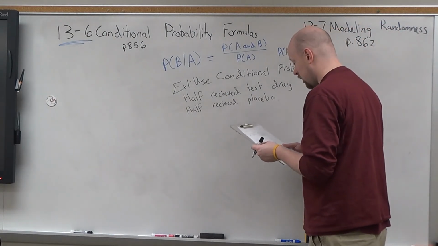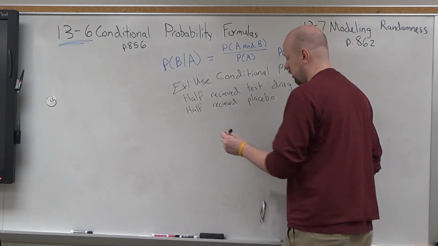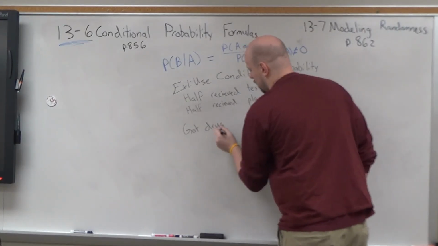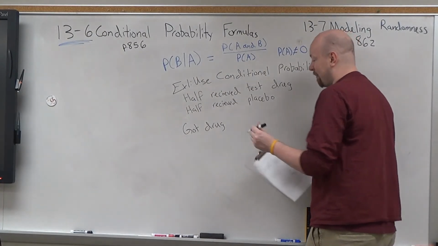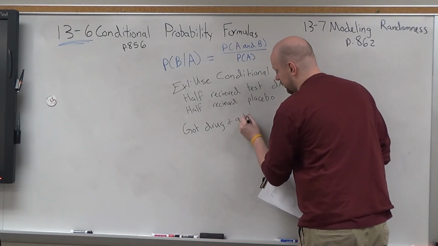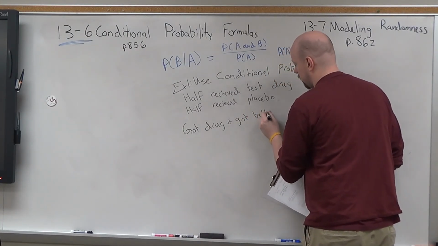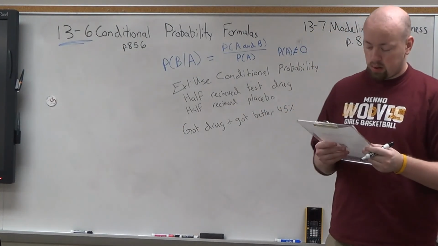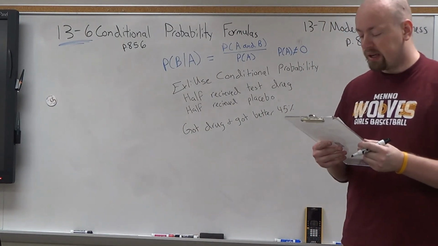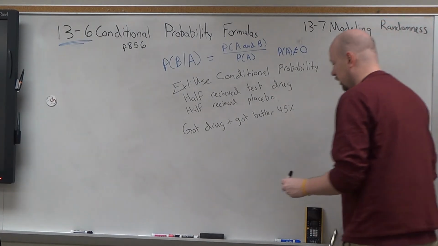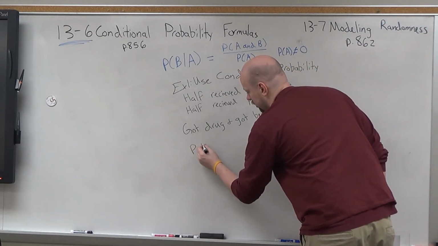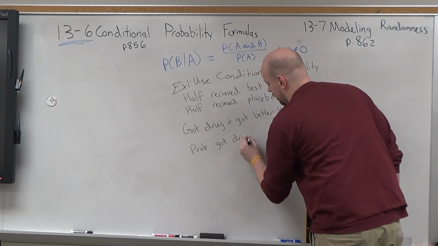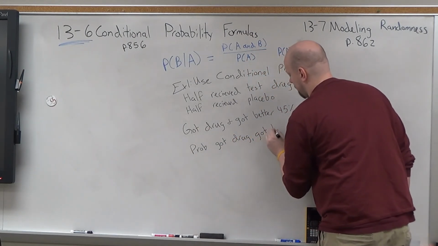Okay. The probability of someone who received the drug and got better was 45%. Okay. What is the probability someone got better when they received the drug? So, probability, got drug, got better.